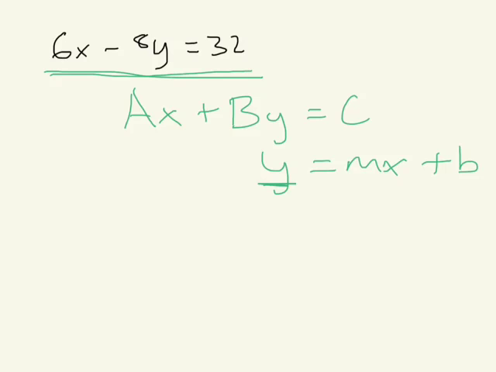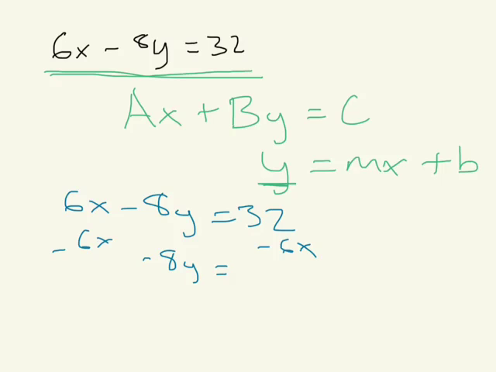So the first thing we're going to do is subtract 6x from both sides. Let me just write the original equation right now. 6x plus 8y equals 32. We're going to subtract 6x from both sides. So I get 8y is equal to negative 6x plus 32. I'm going to divide by 8 on both sides.